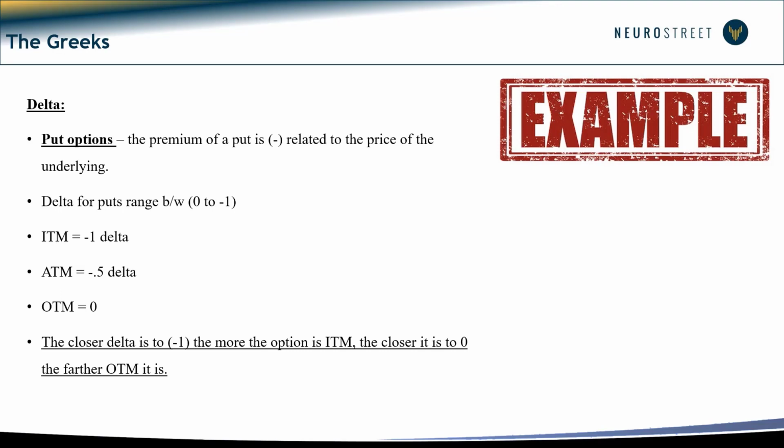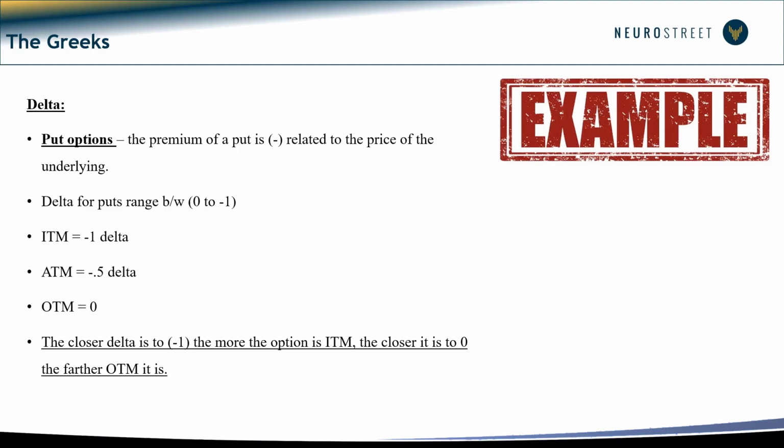Okay, let's talk about puts. Same thing. The premium of a put is negatively related to the price. So remember, positive deltas for calls, negative deltas for puts, but it's all just relative to delta. Delta for puts ranges between 0 and -1. In the money would be -1 because you want the put to drop. You want the price of the stock to drop, so you want a negative relationship to the market.